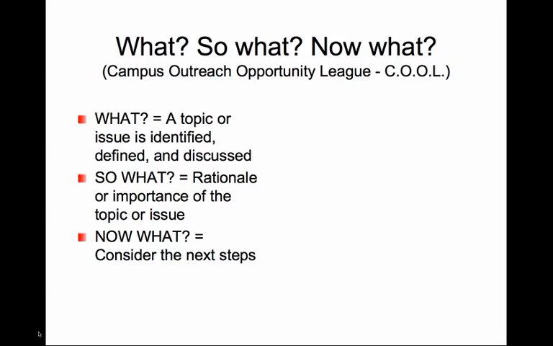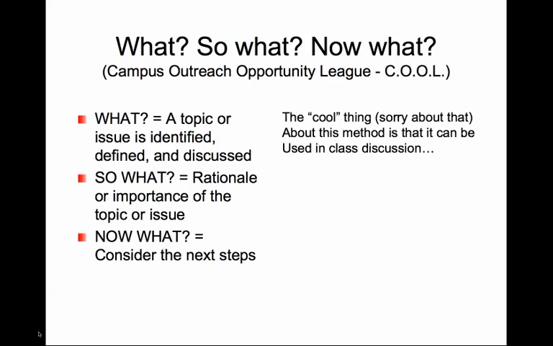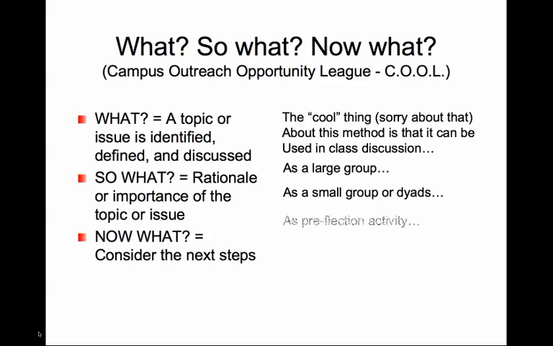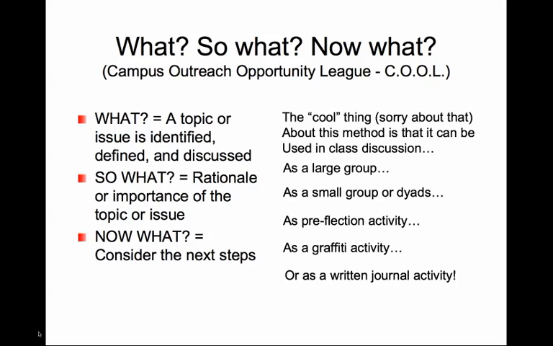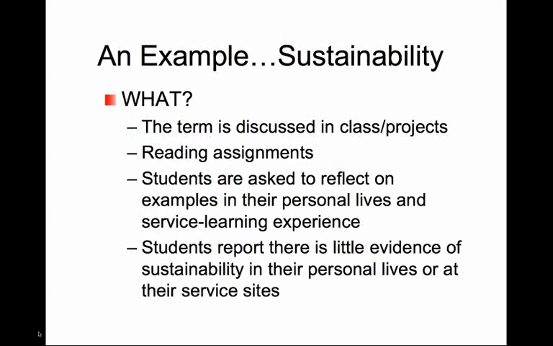So what is the rationale or importance of that topic and issue. And the now what allows students to reflect on what are the next steps to take. The cool thing about this method is that it can be used in a class discussion as a large group, as a small group, or in dyads, as a pre-flection activity, as a graffiti activity, or as a written journal activity. Here's an example using sustainability again.